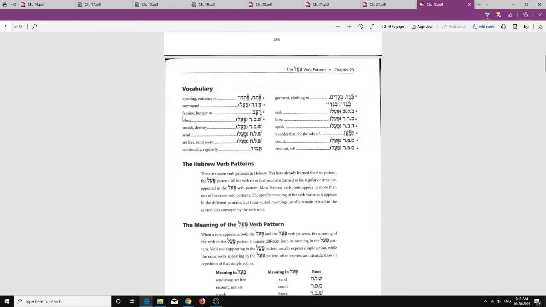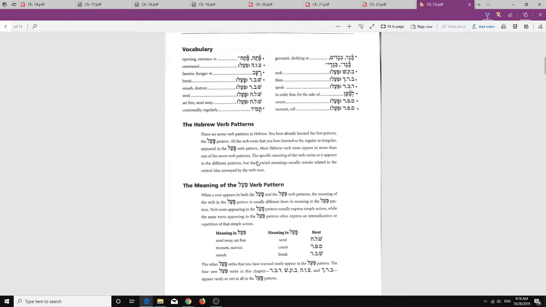Shavar means to break, but shiber is to smash or destroy. So this is the difference between the pa'al and the Piel. Same thing with this next one. We have shalach, which is to send, or shilach, which is to set free, send away. So that's the difference between the pa'al and the Piel. Then our last word is tamid, which just means continually or regularly. Tamid.